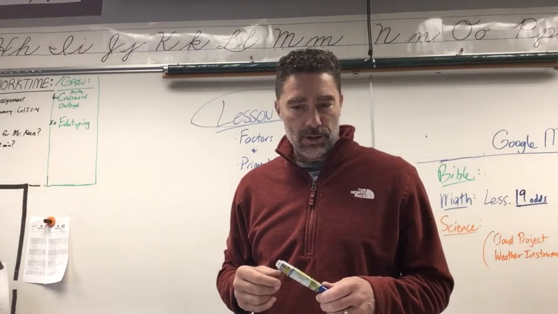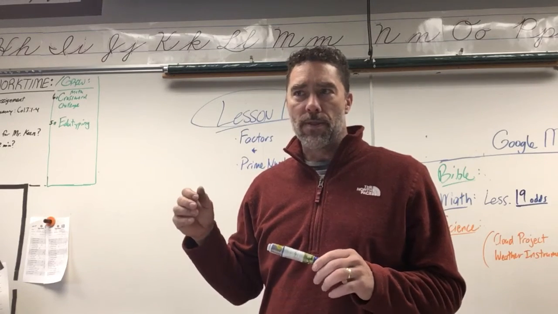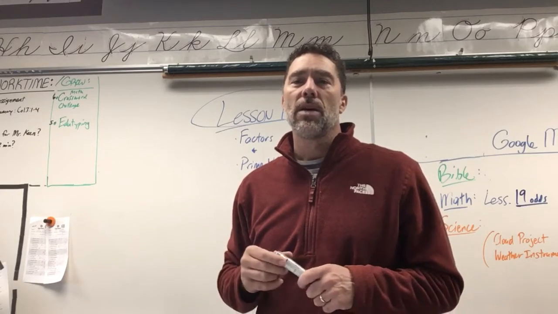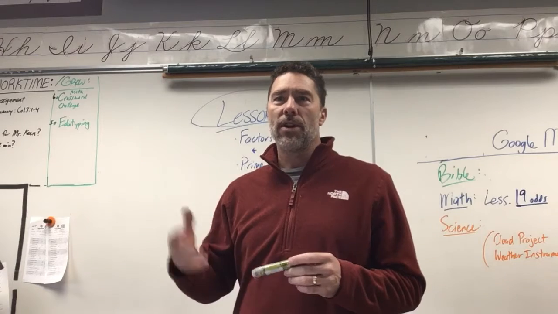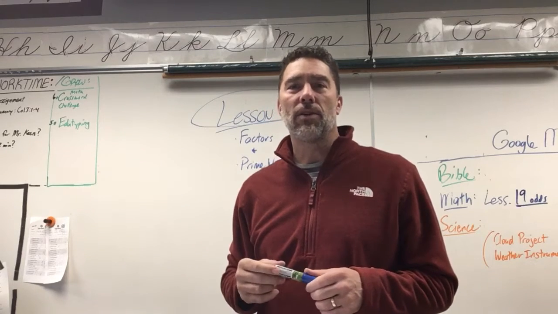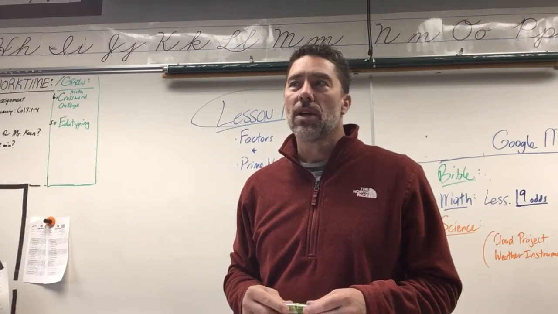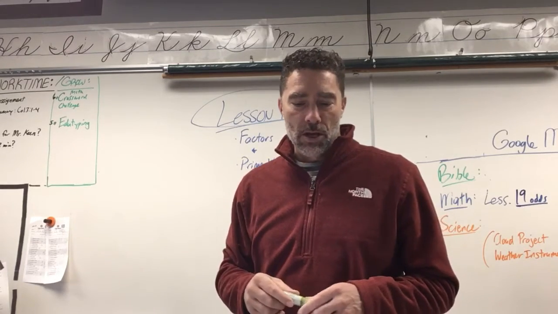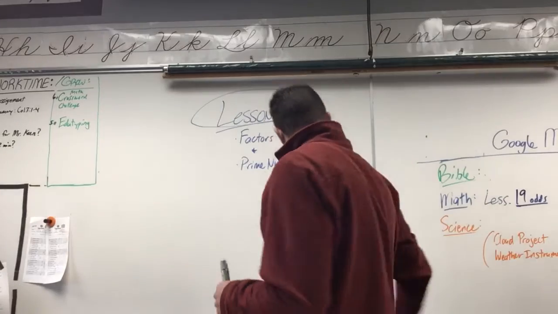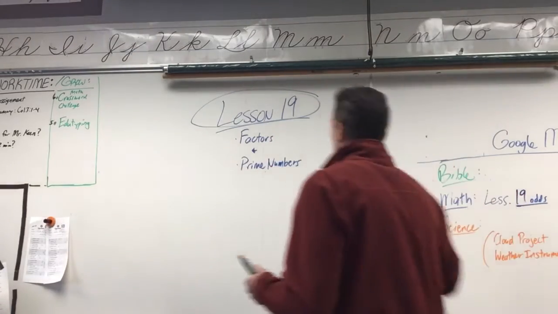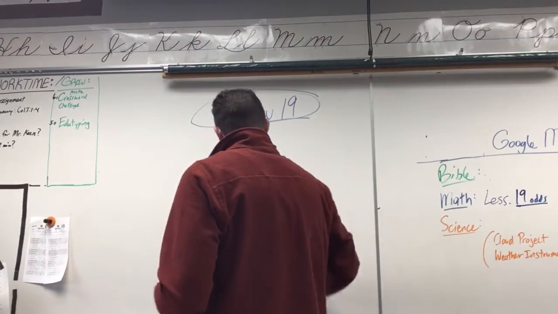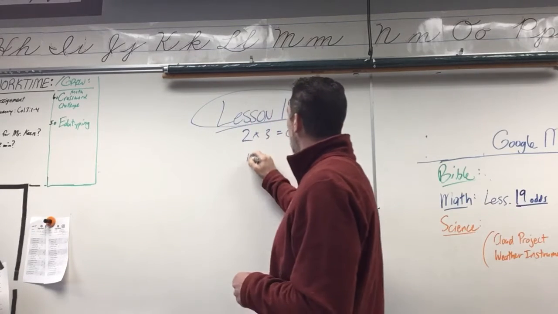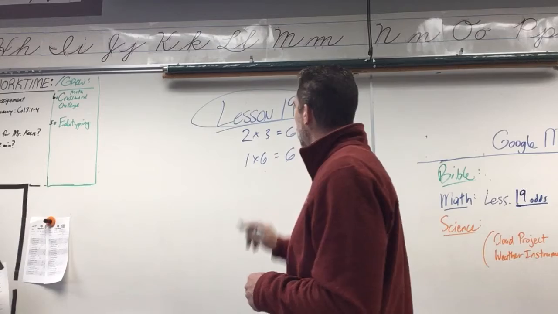And factors are the numbers that go into that product evenly. Because when we get a little bit further down the math line here, we have numbers that aren't whole numbers, numbers that are a number and a fraction or a number and a decimal. So if we think about the one that they use, 2 times 3 is 6, and 1 times 6 equals 6.